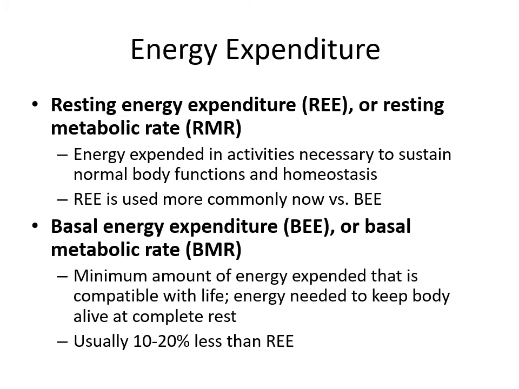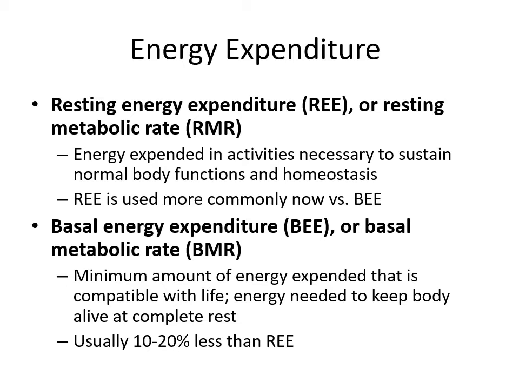Now there are technically two different definitions, and you just have to be real careful when looking at literature. Again, it's not good or bad, we just want to make sure that we know what we're reading. So we have resting energy expenditure, or resting metabolic rate. This is energy expended in activities necessary to sustain normal body functions and homeostasis. Resting energy expenditure is now used more commonly than basal energy expenditure. When we think of resting metabolic rate, this is more like you chilling on the couch.